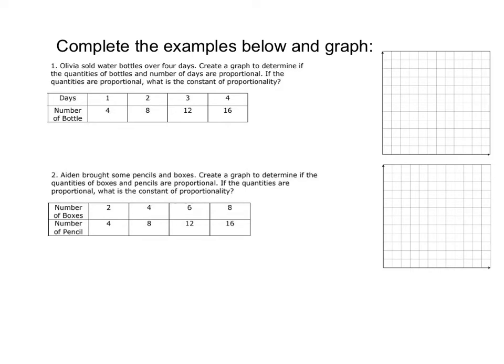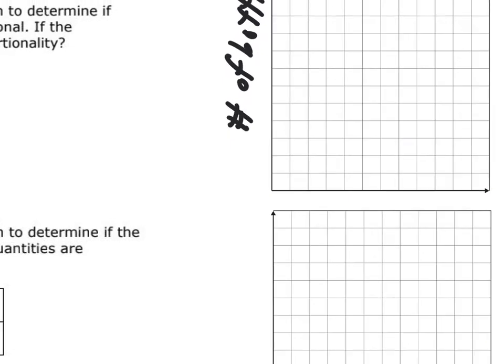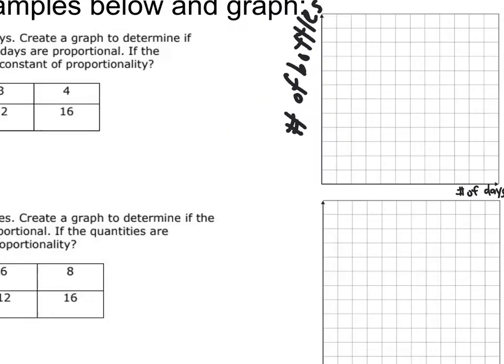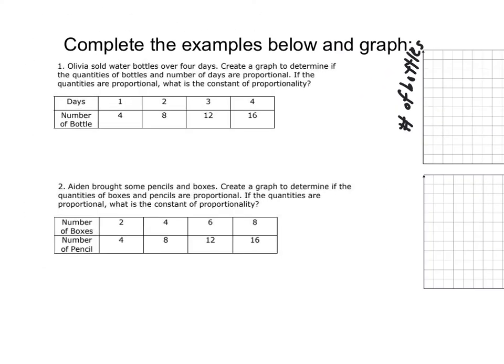So if we take a look at the first example, Olivia sold water bottles over 4 days. Create a graph to determine if the quantities of bottles and number of days are proportional. If the quantities are proportional, what is the constant of proportionality? So I'm going to give some labels to my axes here. I'm going to say number of bottles here and number of days. Okay, if we're taking a look at the table, it goes 1, 2, 3, 4.